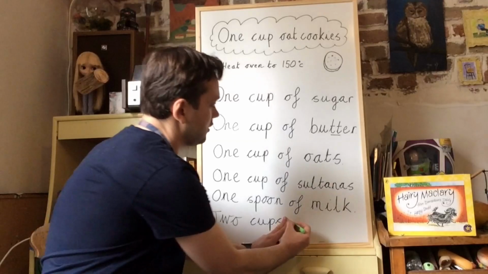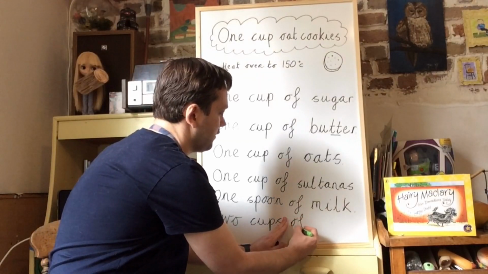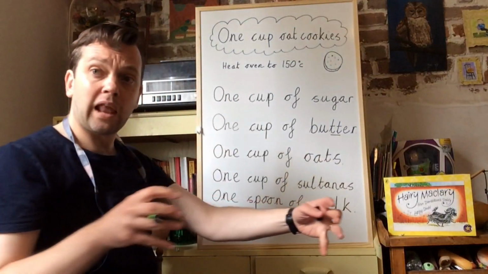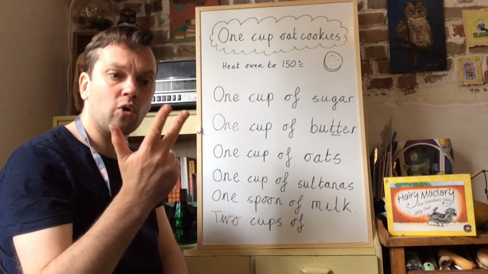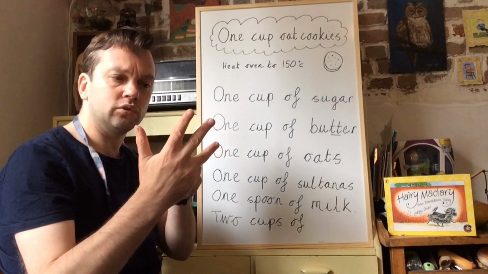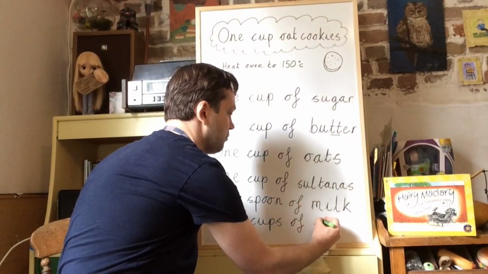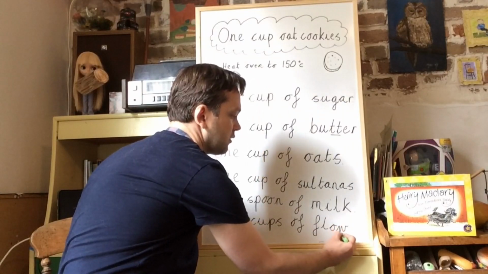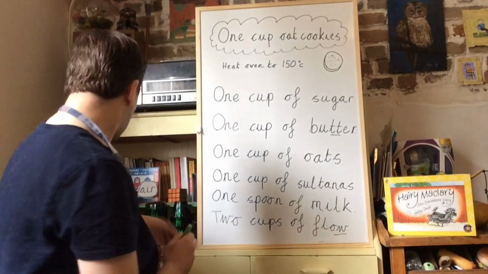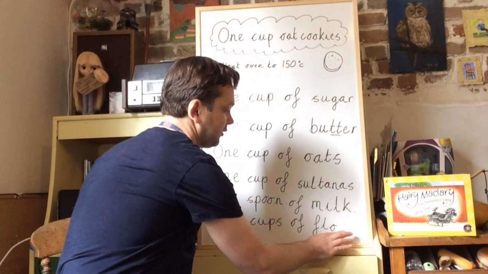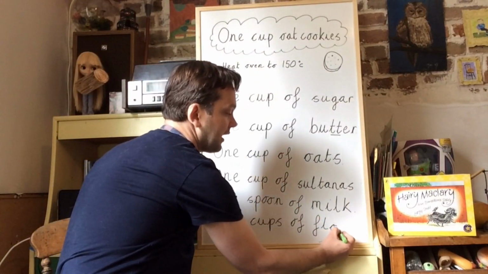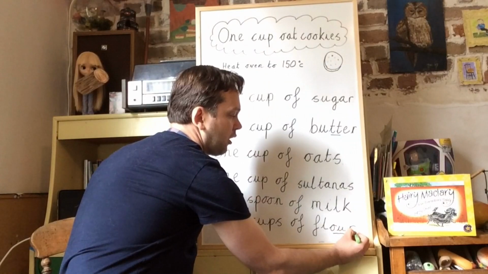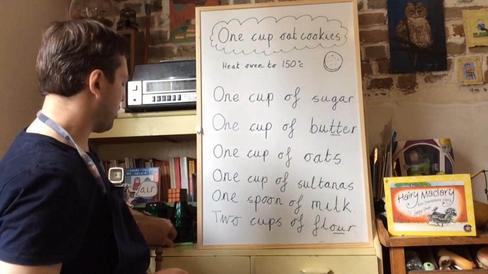2 cups, 2 finger spaces of flour. Flour is a funny spelling too, because it's f-l-o-u-r. You think it would be f-l-o-w-e-r, but it's not spelt like that. For this word, it's spelt with the letters O and U. Full stop. 2 cups of flour.